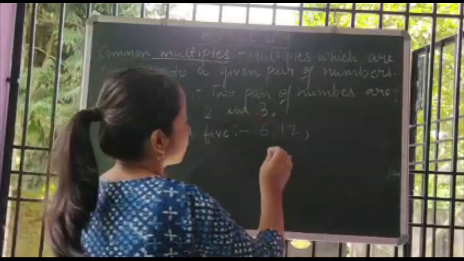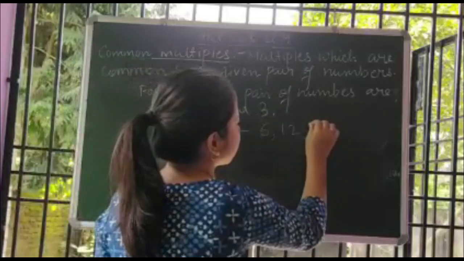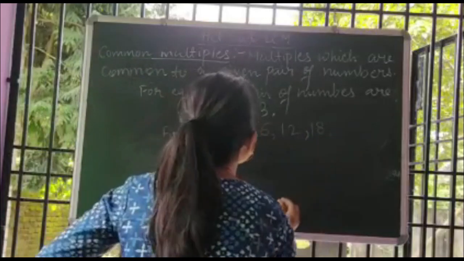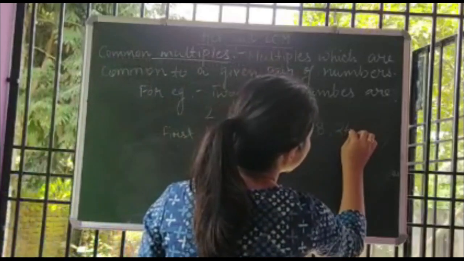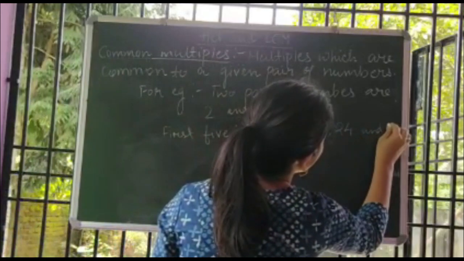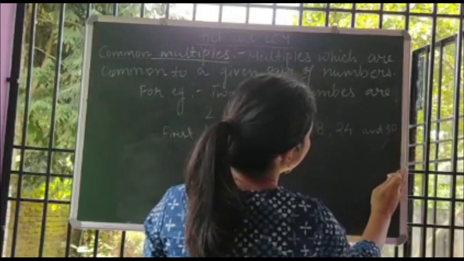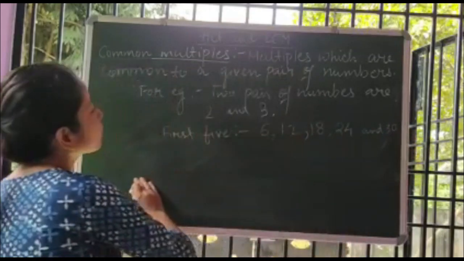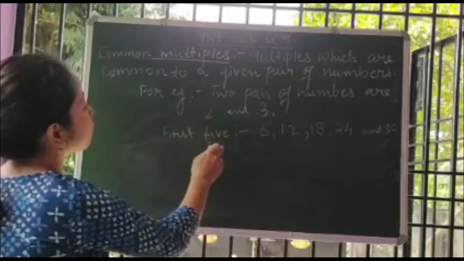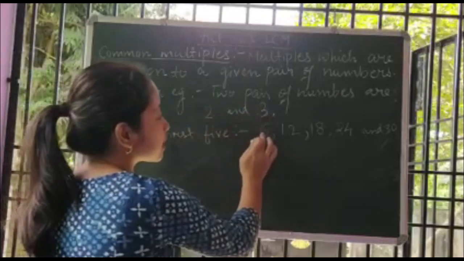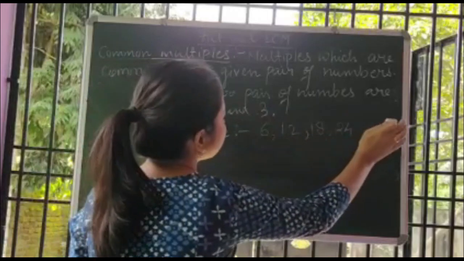2 9s are 18. Then 3 how much are 18? 3 6s are 18. So here will be 18. Okay, 6, 12, then 18, then 24 and 30. Because these are the numbers which are present in both the tables of 2 and 3. So the first 5 common multiples of 2 and 3 are 6, 12, 18, 24 and 30.